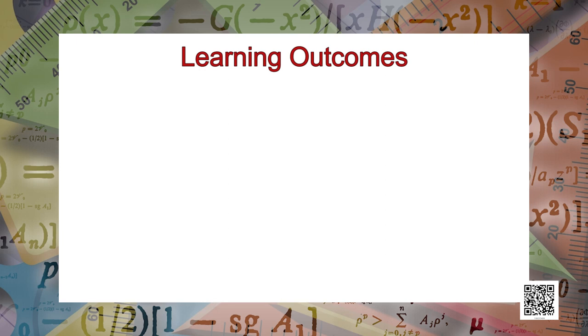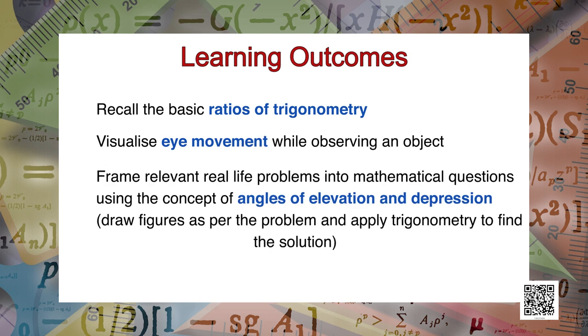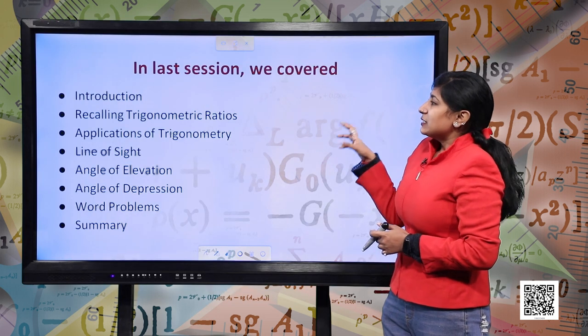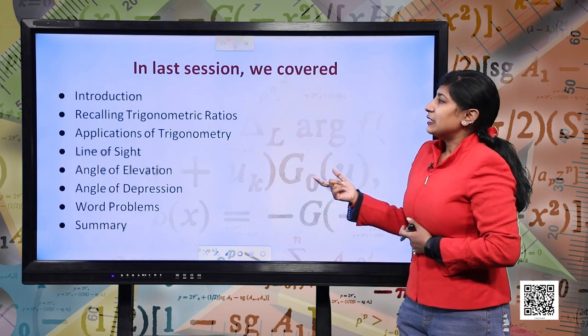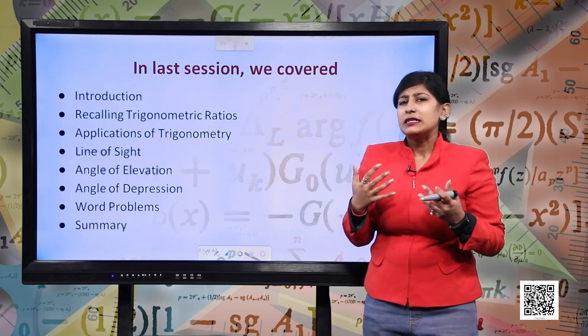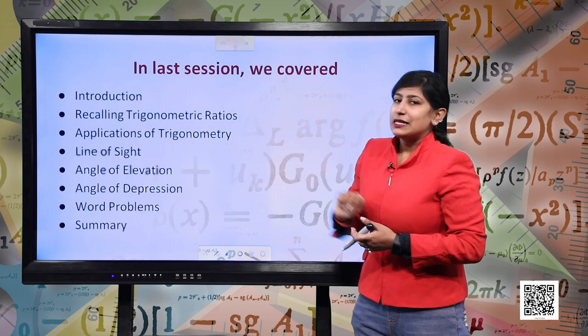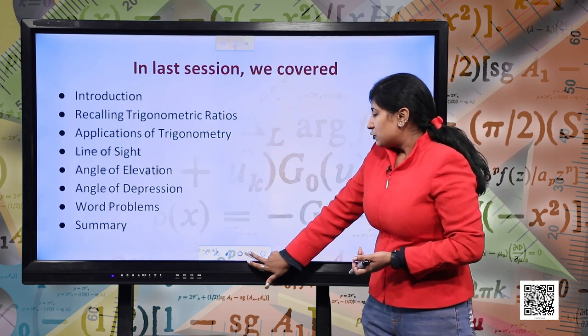We have recalled basic ratios of trigonometry. We visualized eye movements while observing an object and we also saw some real life problems. So in this session, I will be telling you about some more real life problems. So let us first recapitulate what we have done in first session. I told you about the introduction of this chapter, that why this chapter is important, why we are studying it and its applications in real life. So let us quickly move on.